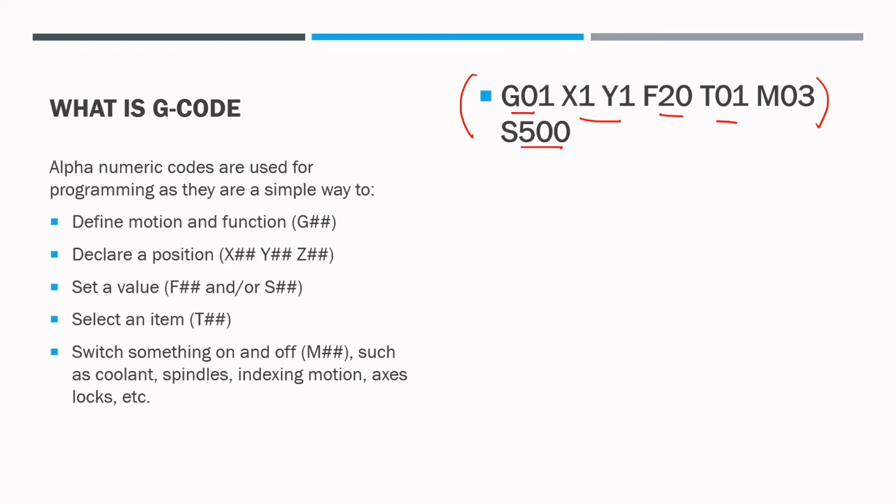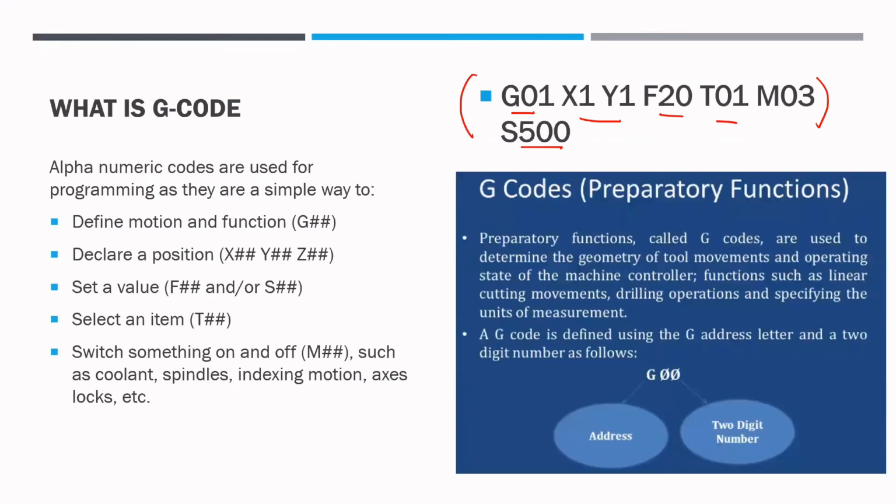So miscellaneous functions will vary from machine to machine. So in order to know what the M code means, the machine instruction manual will need to be referenced. So in short, we can say that the G-code is used to determine the geometry of a tool movement and the operating state of the machine controller. A G-code is defined using the G address letter and a 2-digit number, as we can see here.